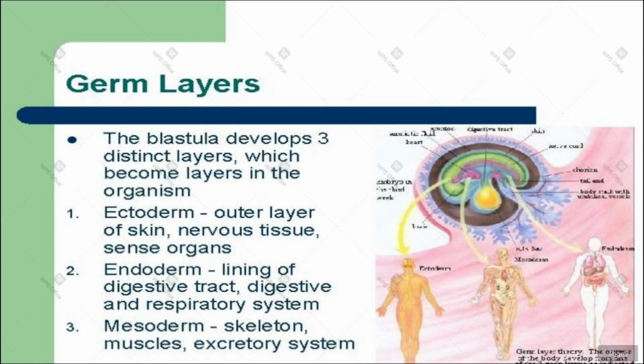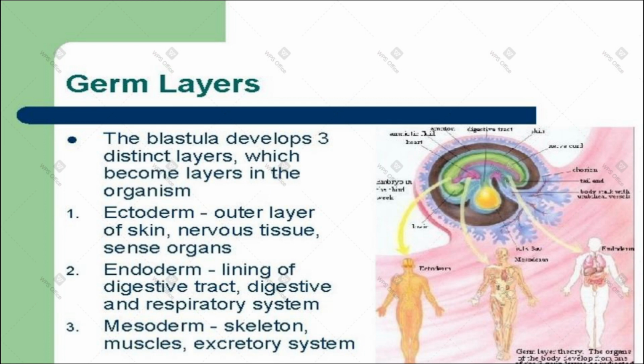Now germ layers are of 3 forms: ectoderm, endoderm, and mesoderm. In some organisms the mesoderm is absent or only slightly present, in some cases also known as the mesocele. But ectoderm, endoderm, and mesoderm are the 3 important germ layers from the developmental biology perspective. Ectoderm is the outer layer, endoderm is the inner layer, and the mesoderm is basically the middle layer.